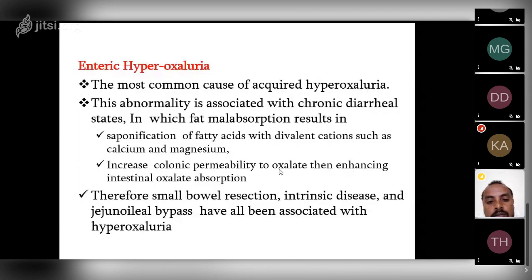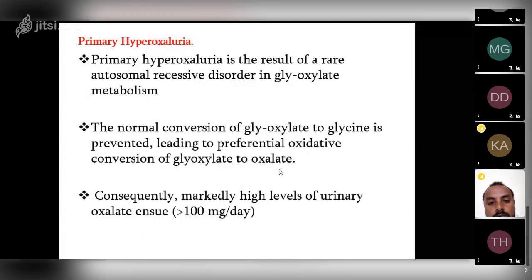Therefore, small bowel resections, interstitial diseases, and jejunal bypass have been associated with hypercalciuria. Primary hypercalciuria is another cause.